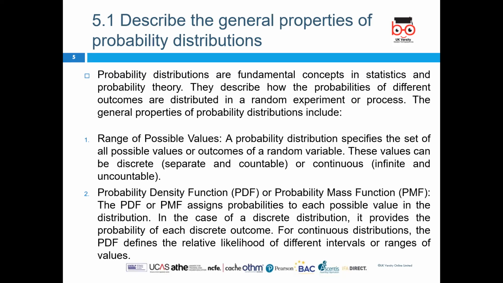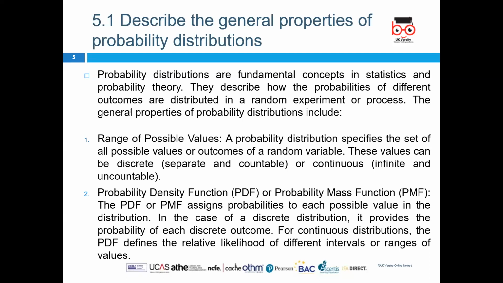Next, we have the probability density function or probability mass function. It assigns the probabilities. For example, as we have studied in the previous sessions, probabilities range between 0 and 1. The PDF or PMF assigns probabilities to each possible value in the distribution.